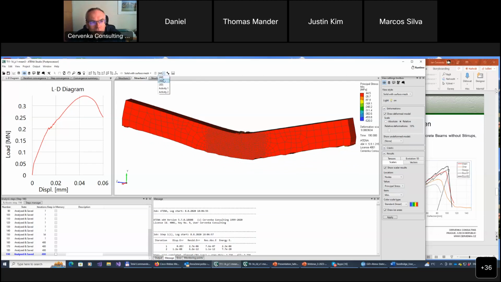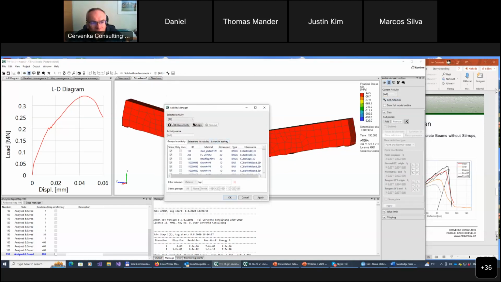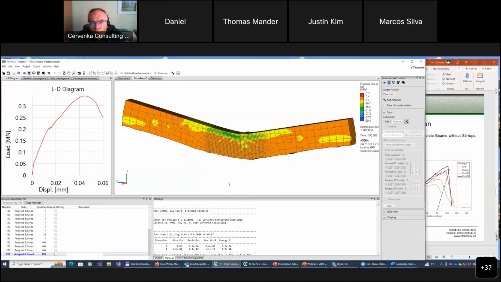That's why it is good to create an activity which really represents what is going on. In this case, I would recommend that we go to activities and create an activity which will contain only the concrete elements. So I create a new activity. I can call it concrete. And here in the materials, I can see which is my concrete material. It is this FC25. So I can activate that and do OK. And now it looks much better, yes?